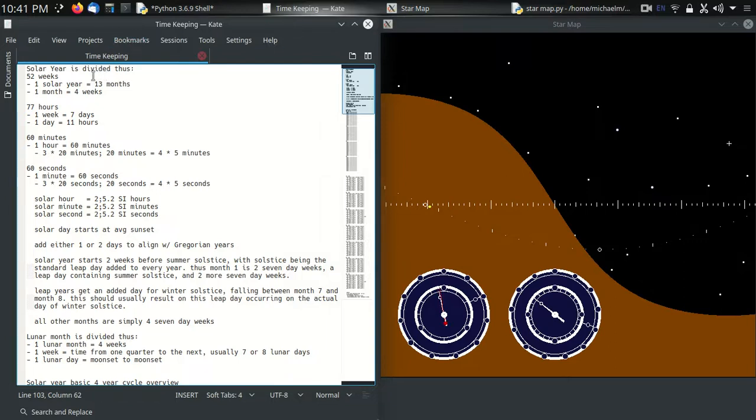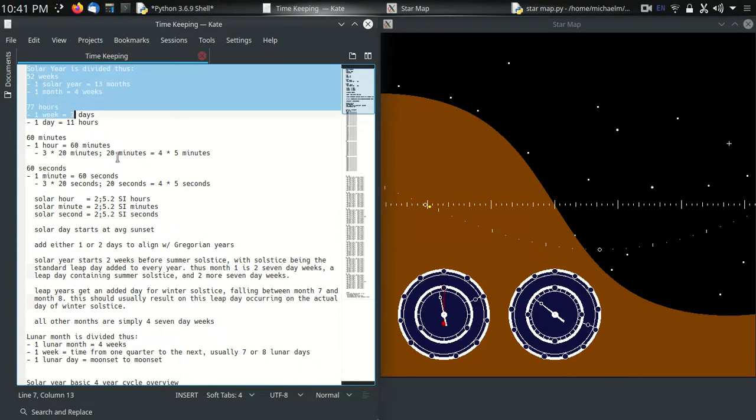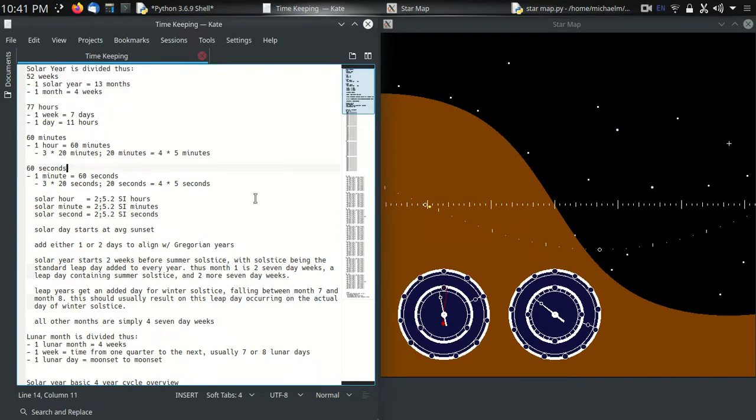Alright, so this is a rundown of the approach that I used when I was coming up with these clocks here. So the idea is that the solar year is divided into 52 weeks, which is basically how the Gregorian calendar works.